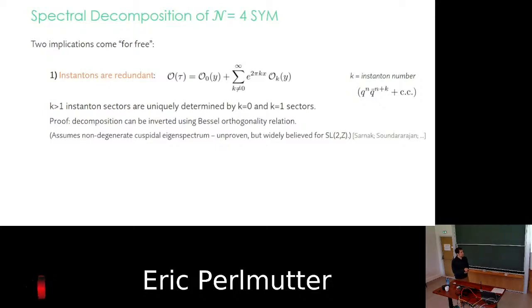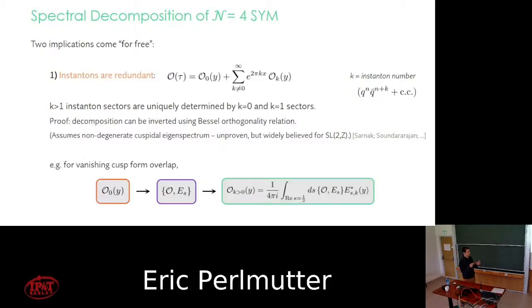So with that assumption, we see that this holds in N equals 4, which is an interesting statement. So again, just as a picture, if you have no cusp form overlap, just for simplicity, you take the zero mode, you reconstruct this. Then you plug it back in, and to get all the non-zero modes, you just insert the non-zero modes of the Eisenstein series, and you're done. Okay.